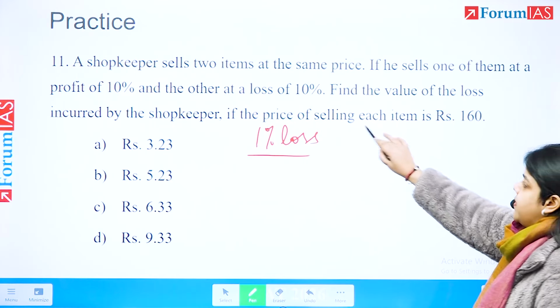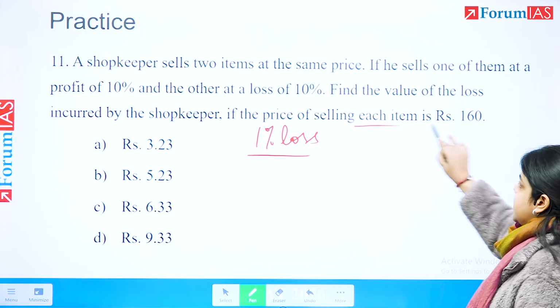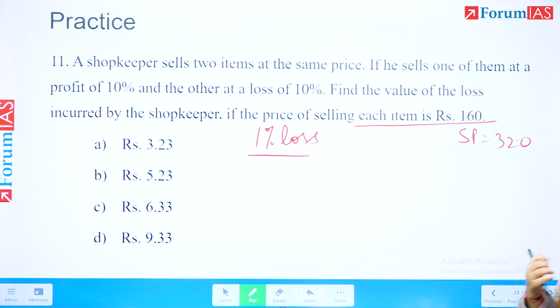Selling each item at 160. Net selling price, total selling price is equal to 320. Total loss 1%. What was the cost price?